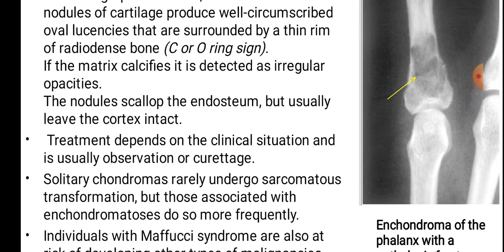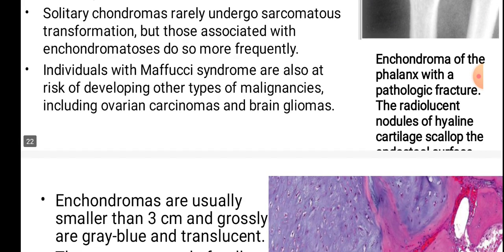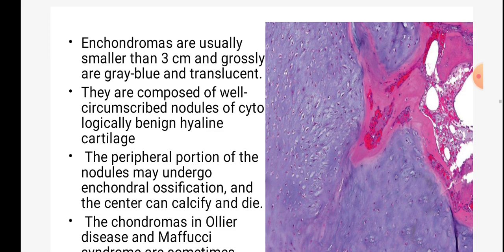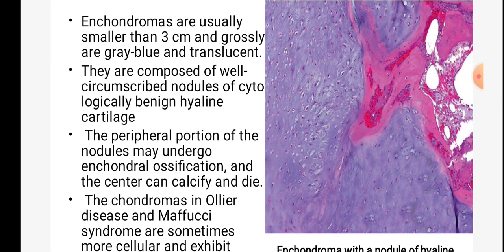So it depends; usually the treatment depends upon the curettage and the radiological observations there. The solitary chondromas rarely undergo sarcomatous transformation, but those associated with enchondromatosis do so more frequently. So individuals with Maffucci syndrome are also at risk of developing other types of malignancies, including ovarian carcinomas and brain gliomas.